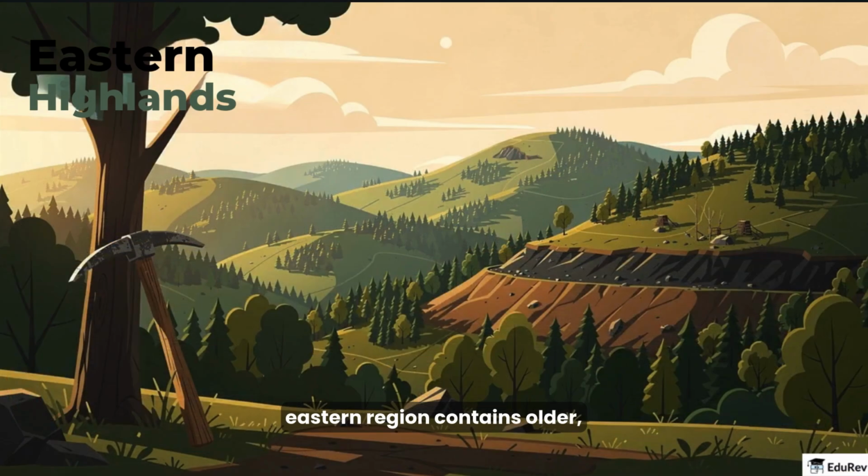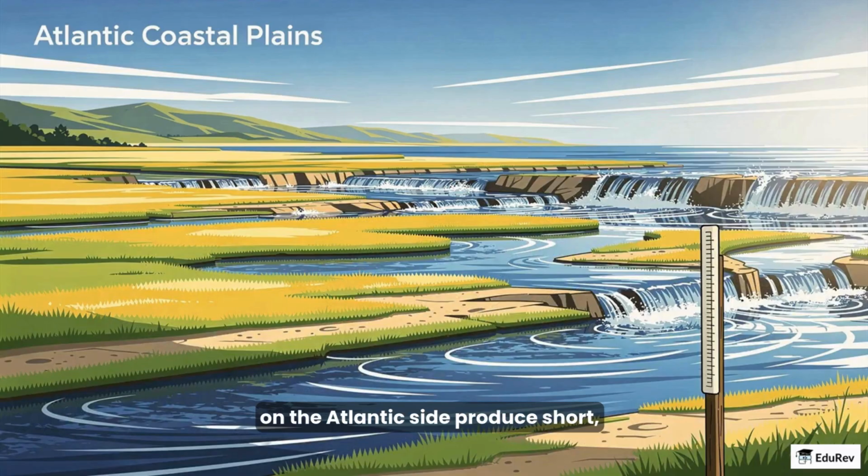The Canadian Shield supplies mineral wealth and freshwater resources, but its thin soils limit large-scale agriculture relative to the Central Lowlands. The eastern region contains older, eroded uplands such as the Laurentian Highlands and the Appalachian Mountains, lower in elevation but rich historically in coal and minerals. Coastal plains on the Atlantic side produce short, swift rivers with falls and rapids where the uplands meet the ocean, shaping settlement and early industrial locations.